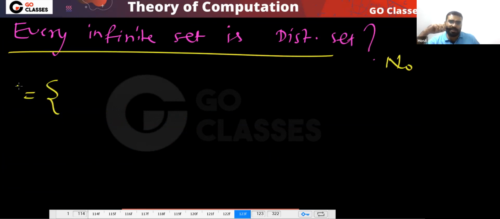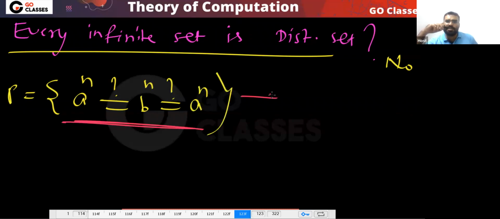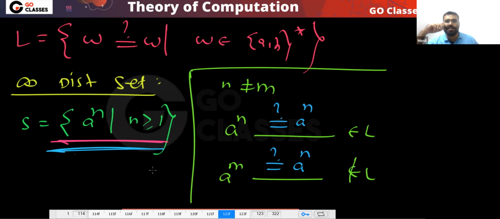For example, look at this set where you have these two symbols: a^n b^n a^n. So in this set, you have 2 times. Ultimately, all are pairwise equivalent. So you cannot create any random set, but you can create this set. Very easily you can create this set. In this set, every 2 strings are distinguishable.